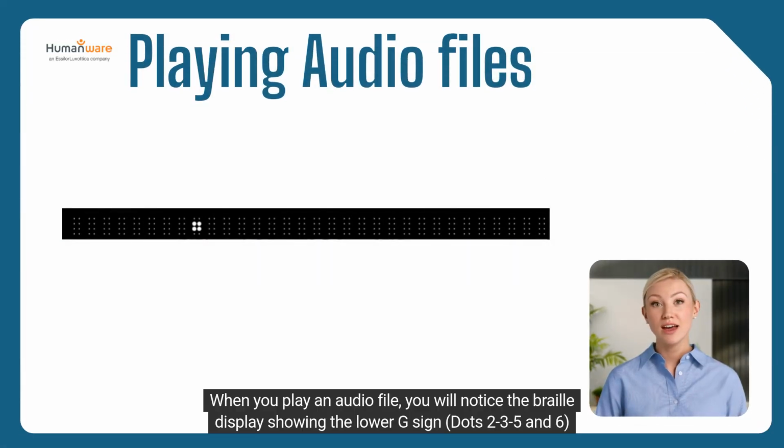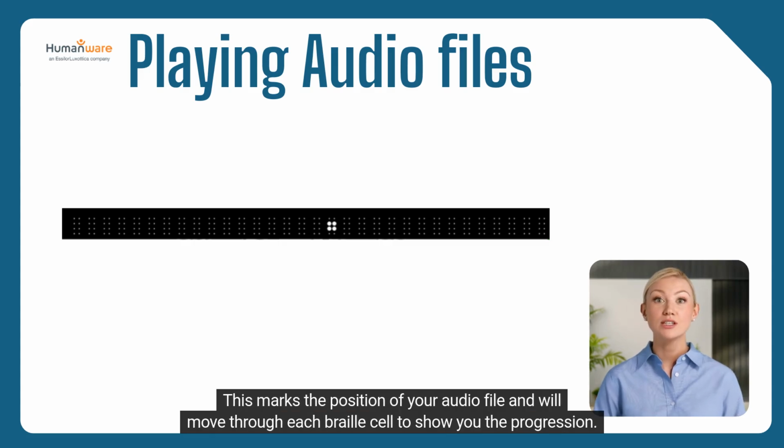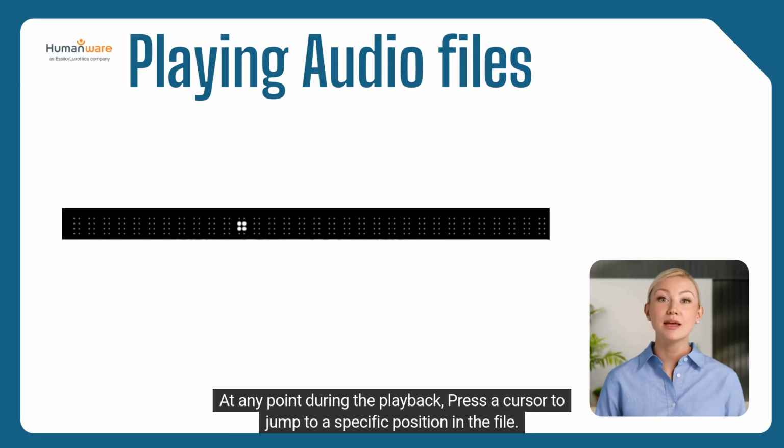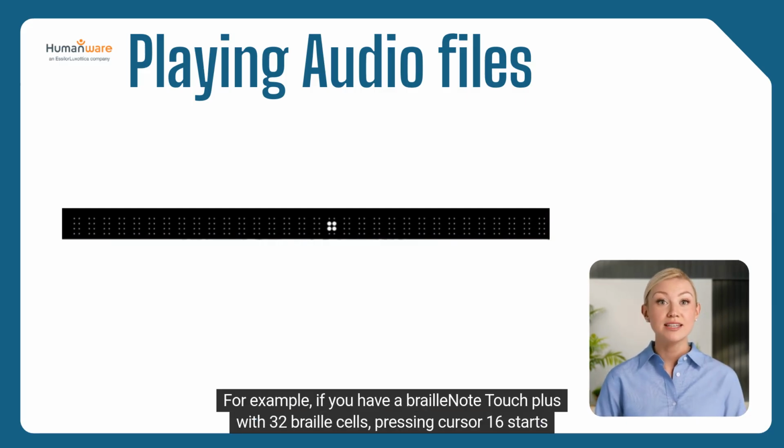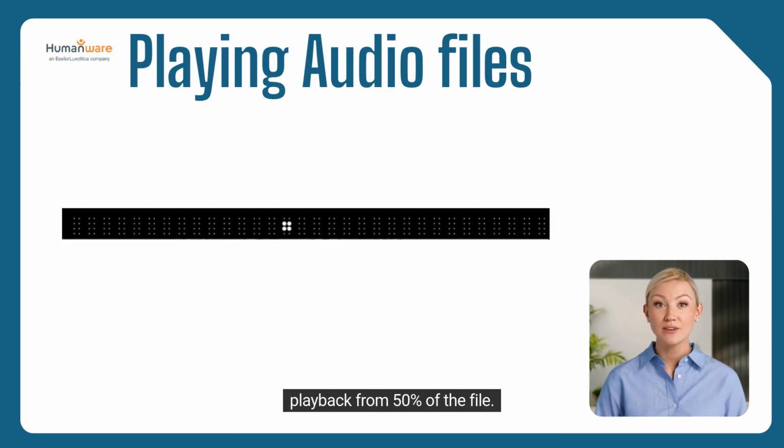When you play an audio file, you will notice the Braille display showing the lower G sign, dots 2, 3, 5, and 6. This marks the position of your audio file and will move through each Braille cell to show you the progression. At any point during the playback, press a cursor routing key to jump to a specific position in the file. For example, if you have a Braille Note Touch Plus with 32 Braille cells, pressing cursor 16 starts playback from 50% of the file.